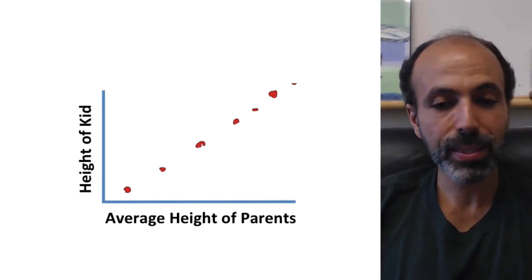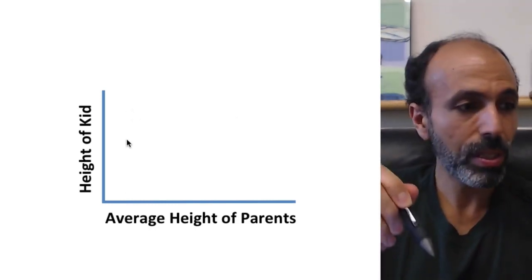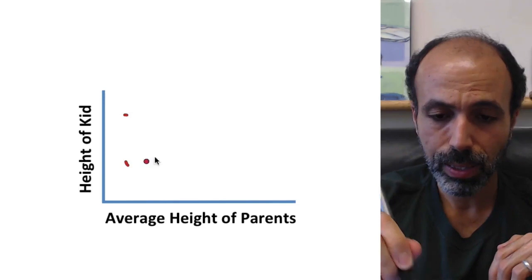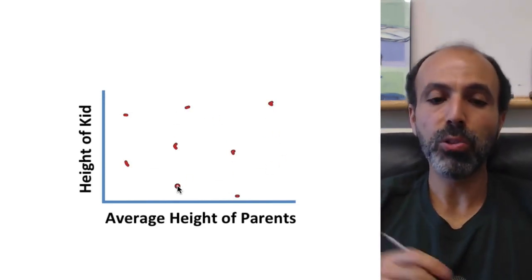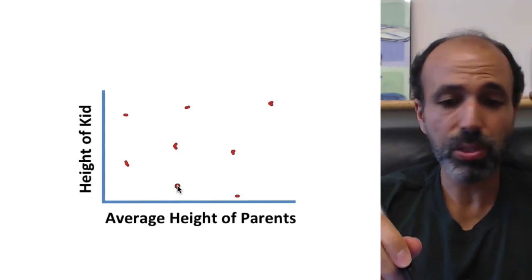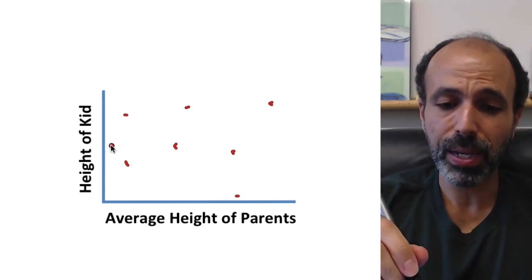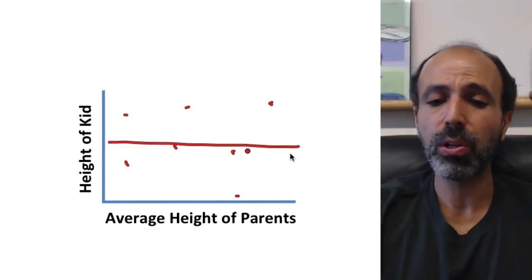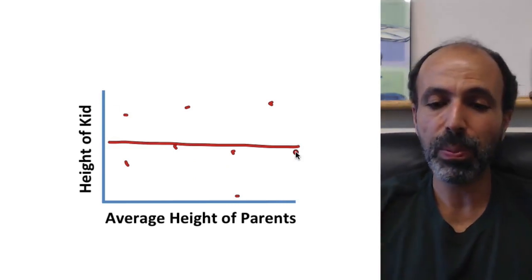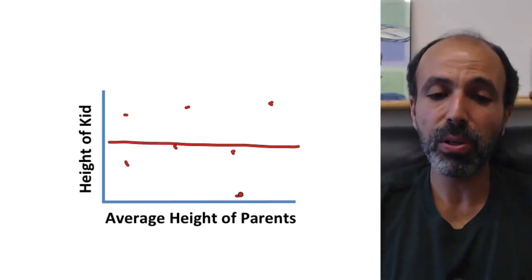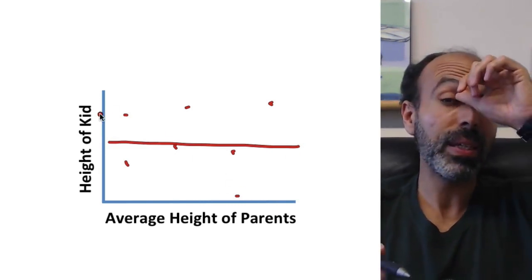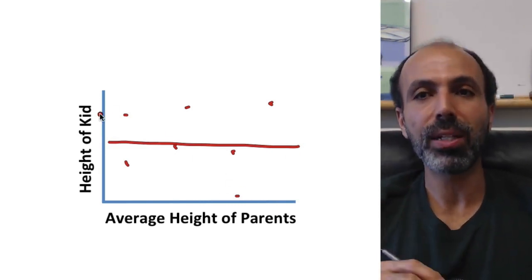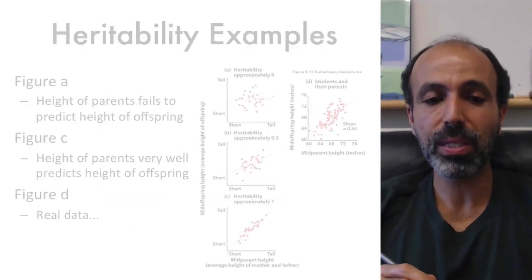In contrast, let's imagine that you see something looking more like this. So you look at the correlation between the height of the parents and the height of the kids, and you see that in general there's no particular prediction whatsoever. The slope of this line is 0. Therefore, there is no prediction from the average of the parents to the average height of the kids. This would suggest there's no genetic component. Well, we can use this to assess heritability.